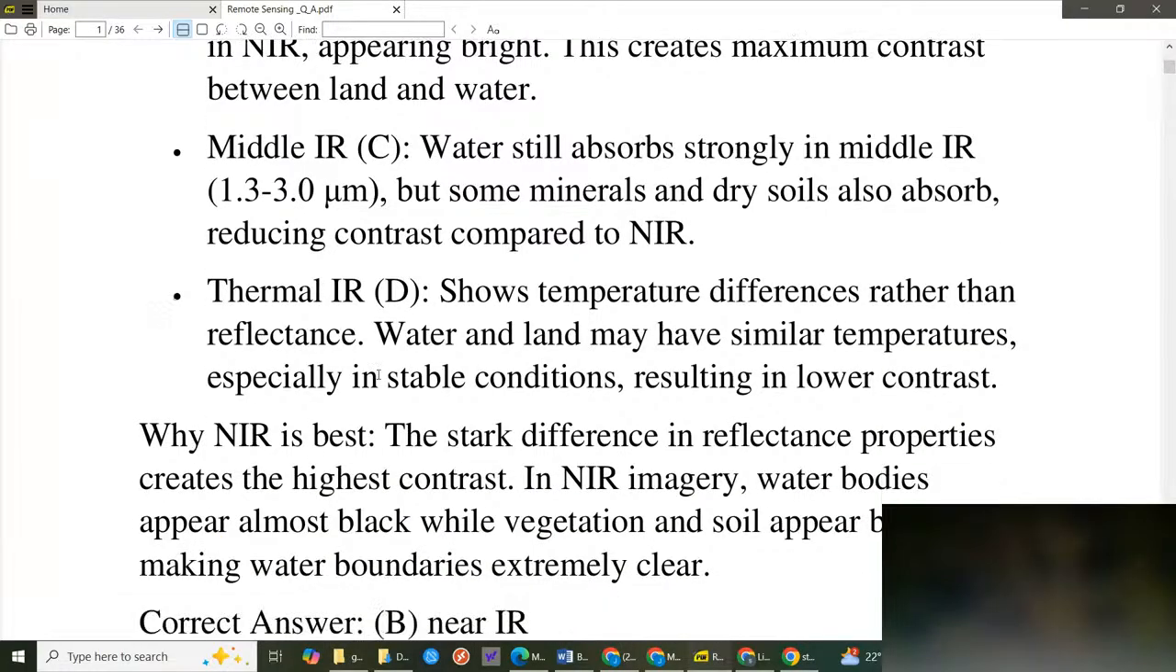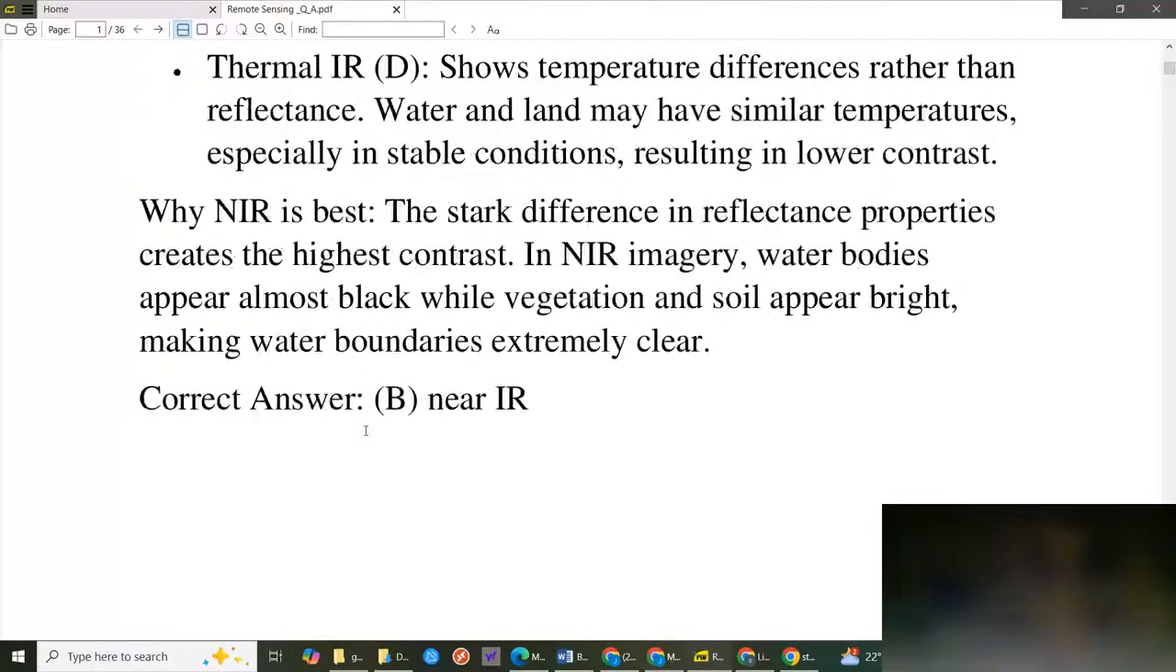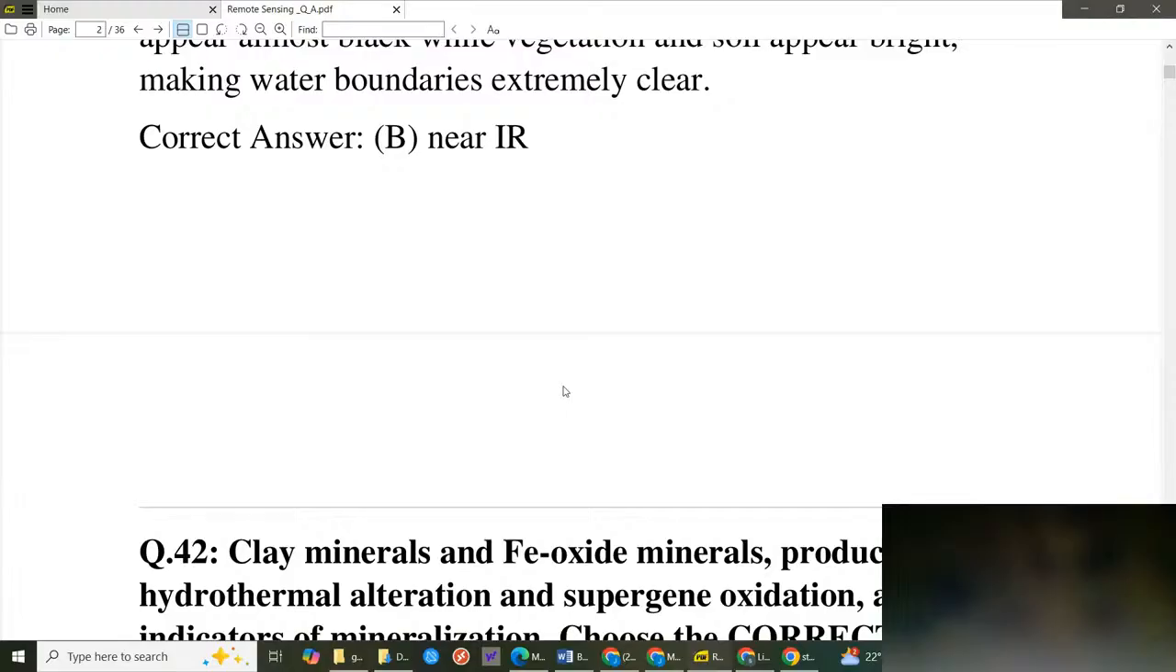Why is NIR the best? The stark difference in the reflectance properties creates the highest contrast. In NIR imagery, that is near infrared, water bodies appear almost black, while vegetation and soil appear bright, making water boundaries extremely clear. So the correct answer is B, near infrared.